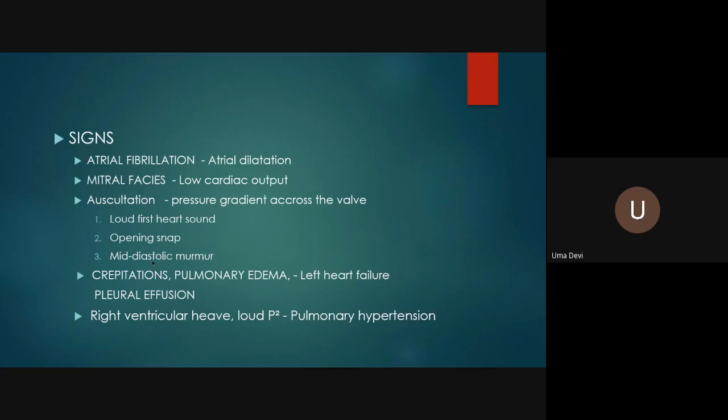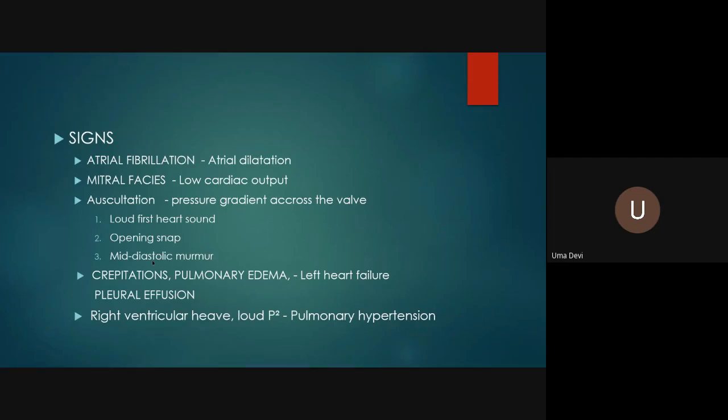Now, this opening snap is a high-pitched sound. This mid-diastolic murmur is a low-pitched sound. The mid-diastolic murmur is best heard in the fifth space, that is in your mitral area. The opening snap is heard well in between the mitral area and the left sternal area.